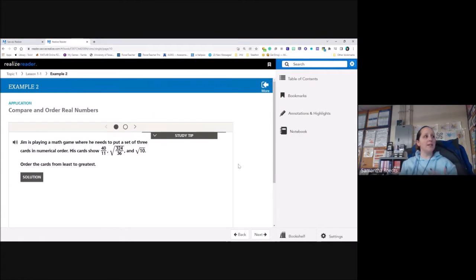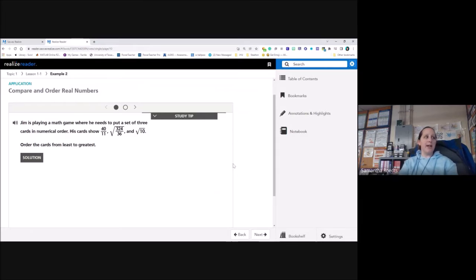All right, so let's compare and order real numbers. So this is example 2. Jim is playing a math game where he needs to put a set of 3 cards in numerical order. His cards show 40 over 11, the square root of 324 over 36, and the square root of 10. Order the cards from least to greatest.